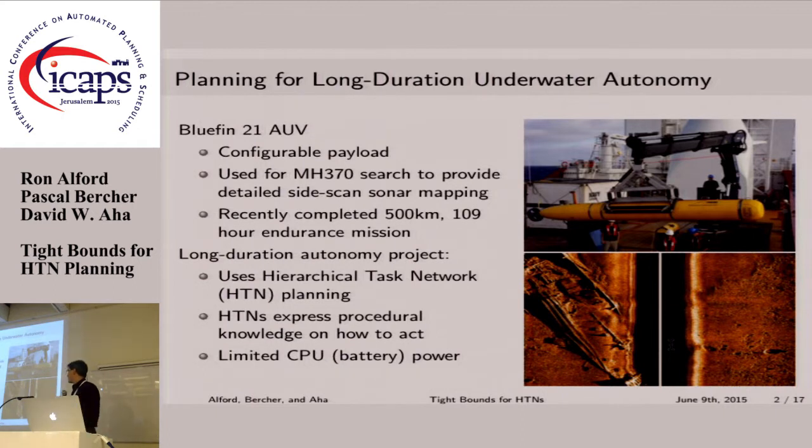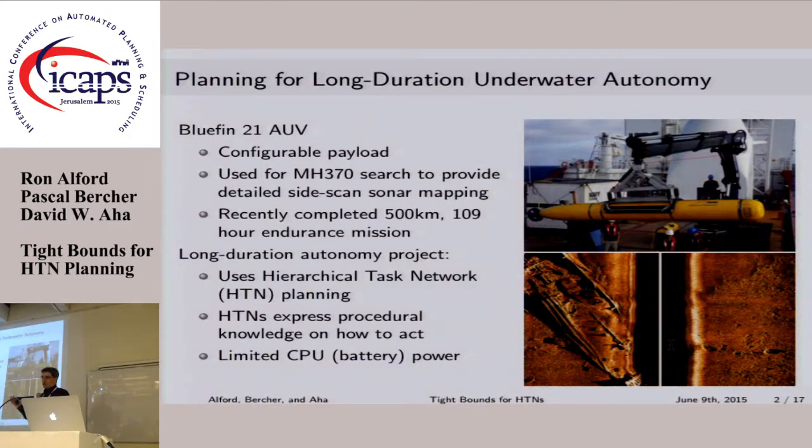So at the NRL, we're using a Bluefin 21. This is an AUV with a highly configurable payload. You can rip out all the sensors and fill it with batteries, or you can rip out the batteries and put in sonar and have a little bit shorter mission. It was used for the Malaysian Airliner Flight 370 search, but NRL recently put it through the ringer distance-wise with a 500-kilometer, 109-hour endurance mission. And this is part of a long-duration autonomy program at NRL.